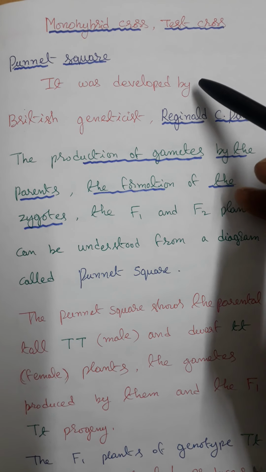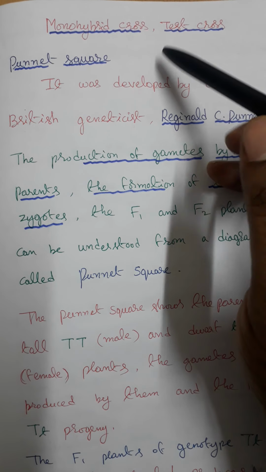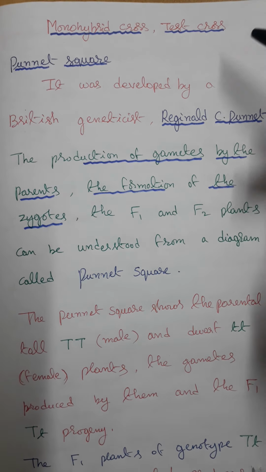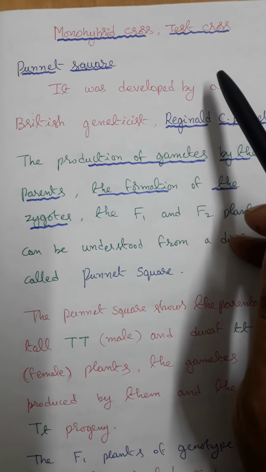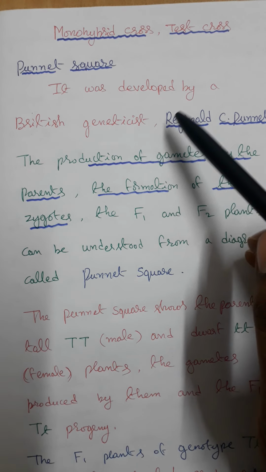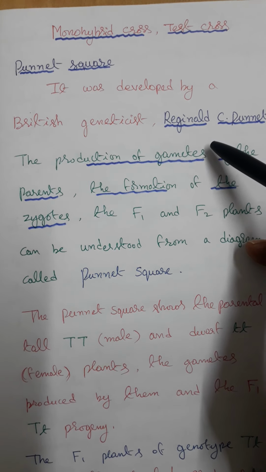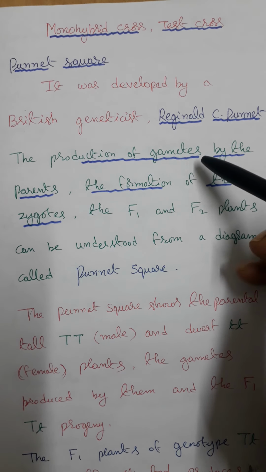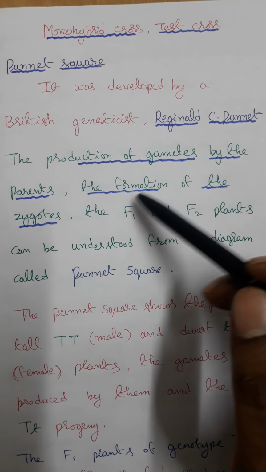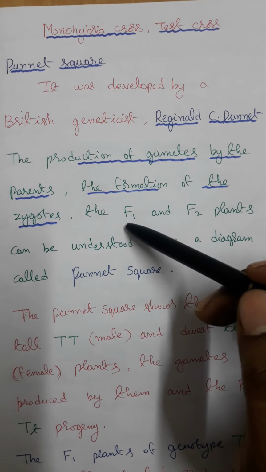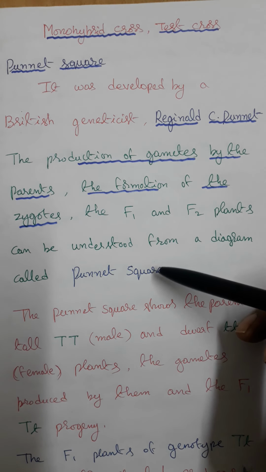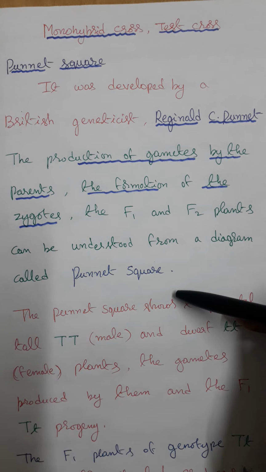Today I am going to teach you about the monohybrid cross, the rest of the concept, and the test cross. So, the Punnett square. The Punnett square was developed by the British geneticist Reginald C. Punnett. The production of gametes by the parents, the formation of the zygotes, and the F1 and F2 plants can be understood from a diagram called the Punnett square.